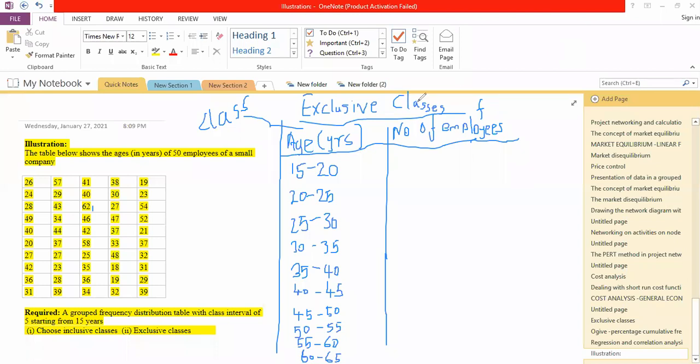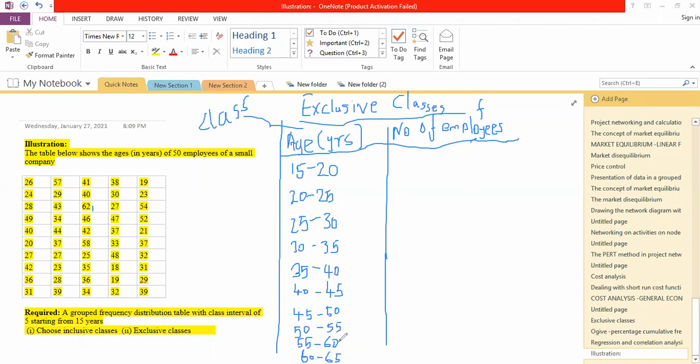So for the same data, we want to have a presentation of the classes which are exclusive in nature. And we have said our classes are going to represent the variable age measured in years. And for each class, we are going to record how many employees are having such an age, ranging, for example, between 15 and 20 years, or between 20 and 25, and so on, until we exhaust the data points.